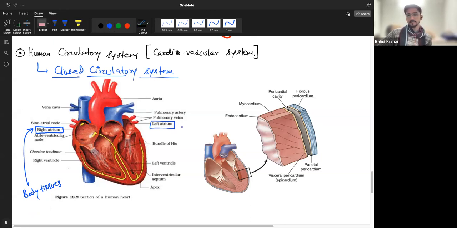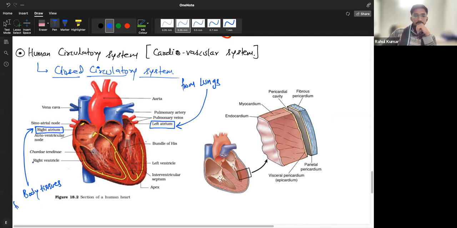Where does left atrium receive blood from? Lungs. Yes, so this receives blood from lungs. Okay, and from body tissues. Is this part clear, everyone? Yes, sir.